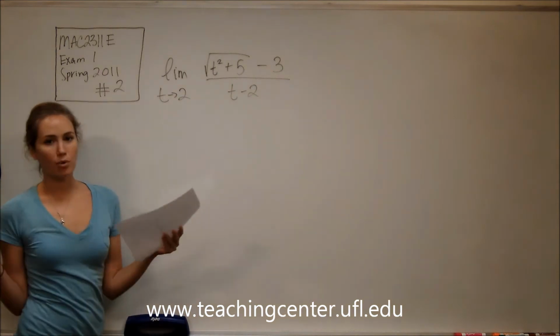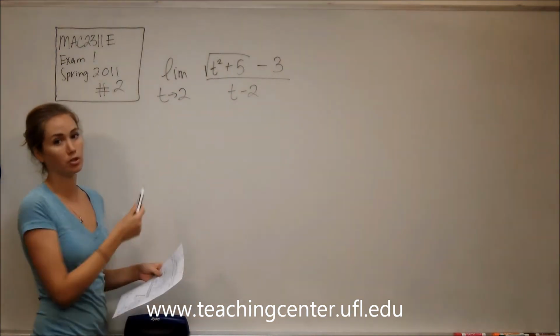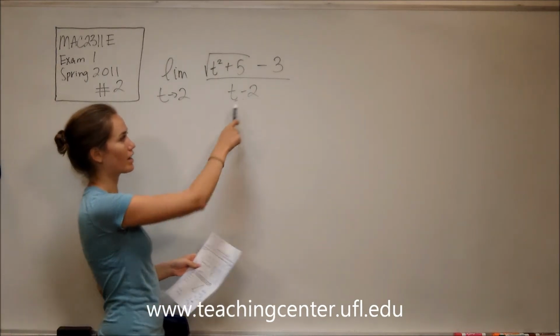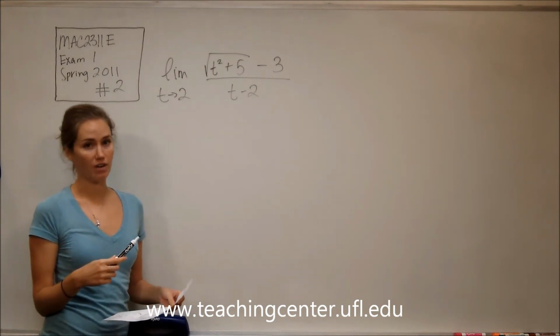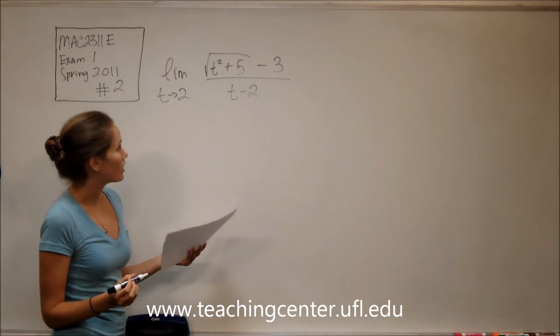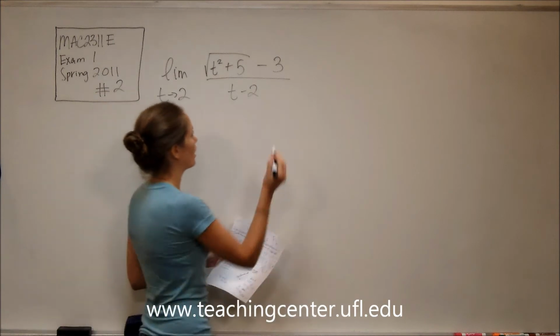So we have a limit, so what we first want to do is see if we can just plug in what t is approaching and see if it works. But if we do that, we're going to have 2 minus 2 in our denominator, so we'll have 0 in the denominator, which is undefined, so we can't do that. So what we're going to have to do is rationalize the numerator and then simplify this a little bit.